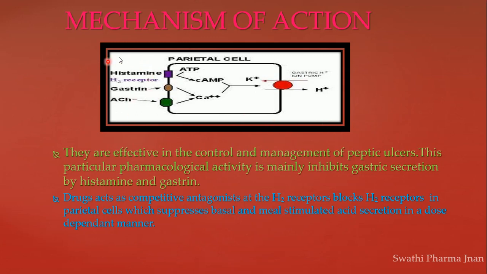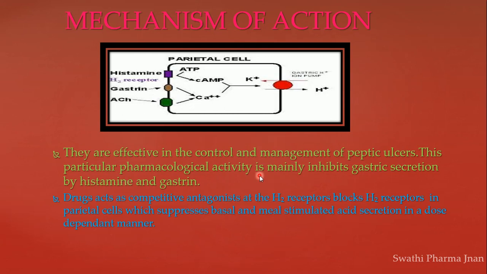Here, when we give the H2 antagonist, it will bind with the H2 receptor and block the actions of histamine and gastrin, so that cyclic AMP and ATP will not be released. If cyclic AMP and ATP are not released, influx of potassium will not take place and the parietal cell will not lead to outflux of the H plus ion, so there will be no release of HCl, gastric acid, into the stomach. So they are effective in the control and management of peptic ulcer. They cannot completely cure the peptic ulcer, but they will control and manage it.